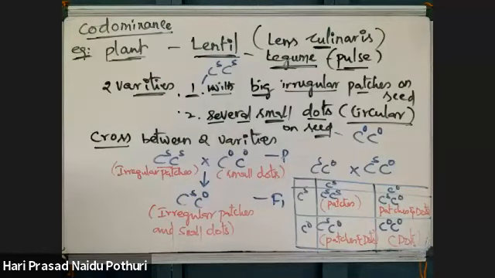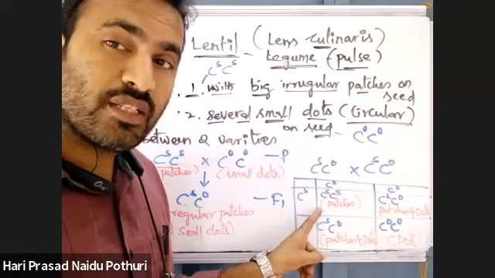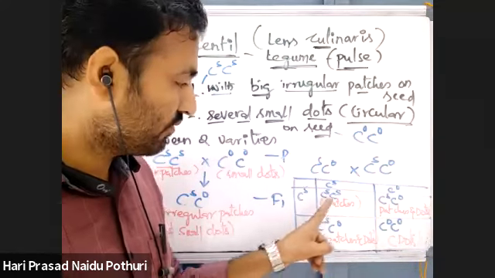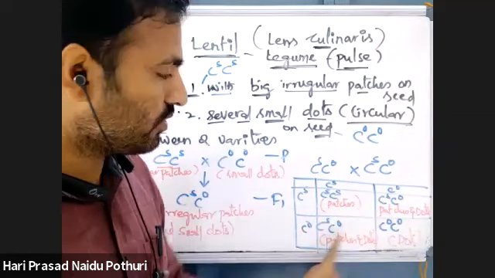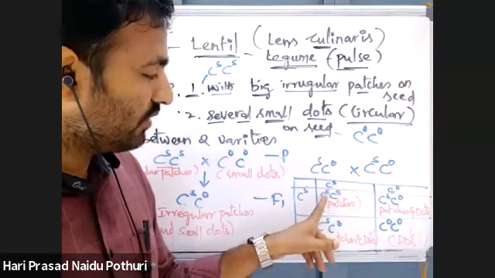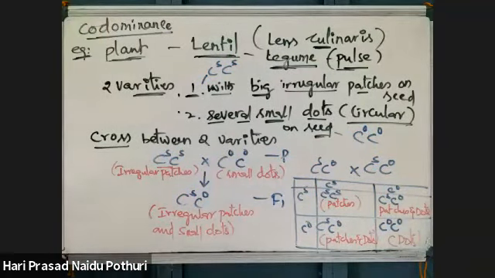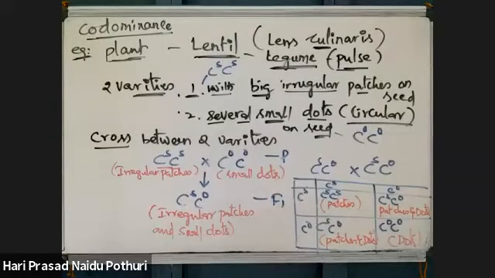So for codominance in F2 generation, what is the genotype ratio? 1:2:1. Phenotype ratio? 1:2:1. Same. 1:2:1. Okay, that is one.